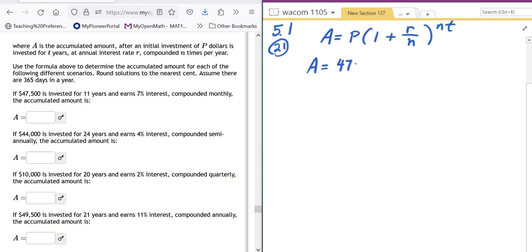47,500. Going to keep the 1. Our rate is 7%. Switch it to a decimal. Right now your decimal is at the end. Drop your percent and move it 2 places to the left. So you want to use 0.07.